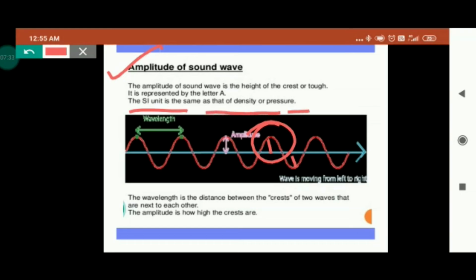The wavelength is the distance between two crests that are next to each other. The amplitude is how high the crests are.